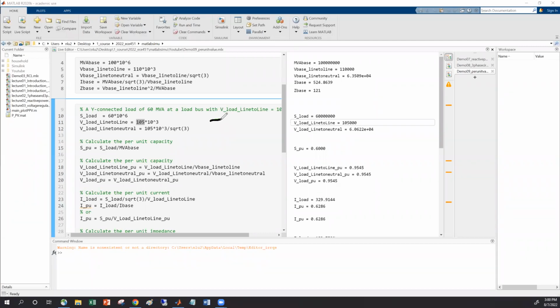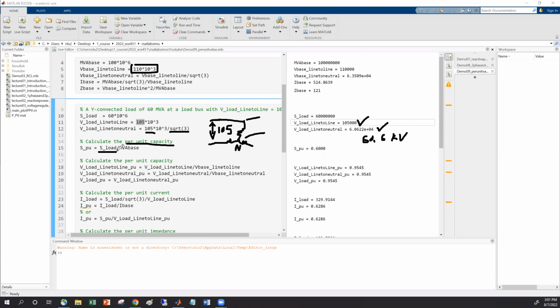So suppose I have a load connected like this. This means that this voltage is 105, okay? But the rated voltage base is 110, okay? And then for the line-to-neutral voltage, this is the neutral. So this line-to-neutral voltage is 105 divided by square root of 3. You can see that this is our line-to-line voltage, and this is our line-to-neutral voltage. Basically, it's 60.6 kV. Okay.